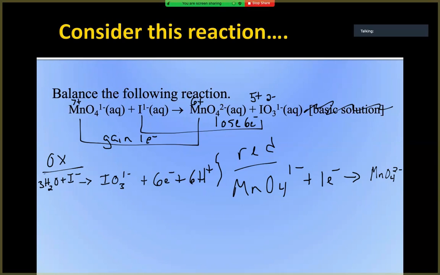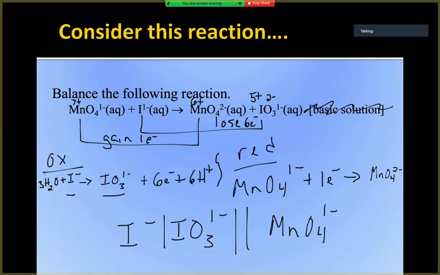Look at that. Perfect. So here are your two half reactions. Think about your state symbols for just a second. If we were going to try to write the cell notation for this, what's actually happening here in terms of our oxidation numbers? We're going from I- to IO3 1-. Here's our oxidation side. And then we've got our MnO4 1- changing into MnO4 2-. Here's our reduction side. We're reducing our charge here.